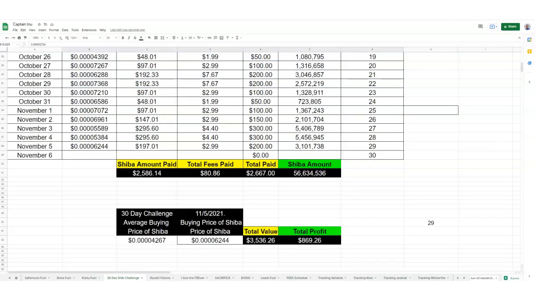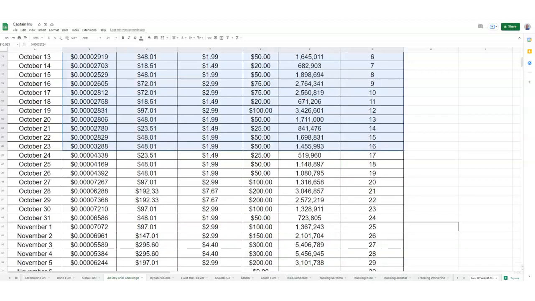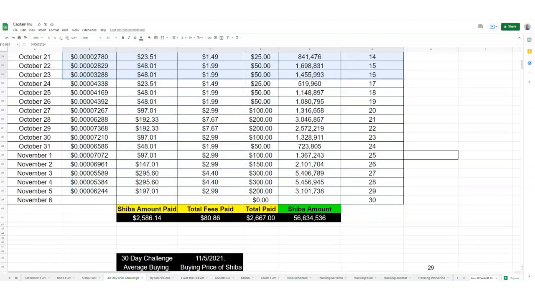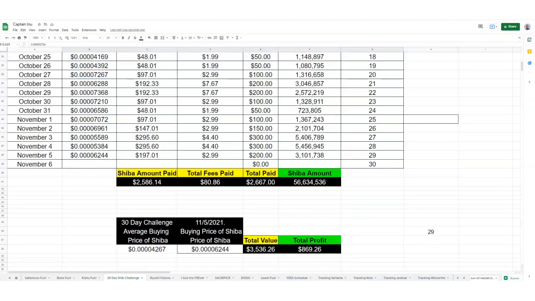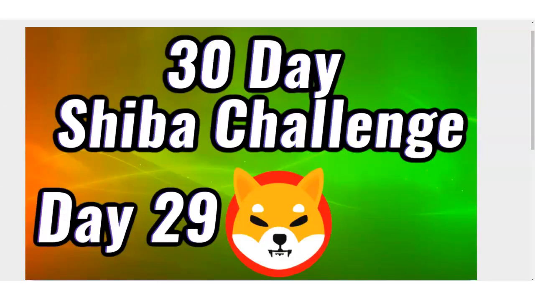And I'll see you on day number 30 of the 30-day Shiba buying challenge. It's the last day. It will be tomorrow, Saturday, November 6th. I look forward to seeing you once again. So, day 29 is in the book.